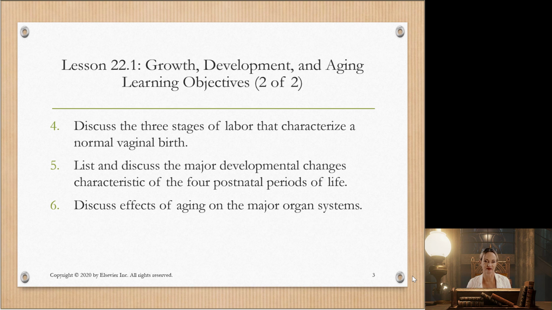Discuss the three stages of labor that characterize a normal vaginal birth. List and discuss the major developmental changes characteristic of four postnatal periods of life, and then discuss the effects of aging on major organ systems.